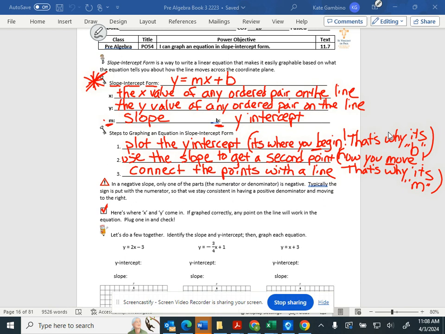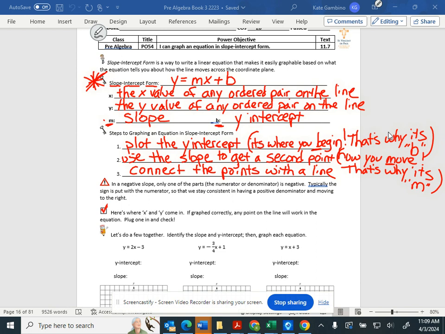In a negative slope, only one of the parts, the numerator or the denominator, is negative. Typically, the sign is put with the numerator so that we stay consistent in having a positive denominator and moving to the right. So this is what we practiced when we were working with the slope the last unit. That negative sign was up on the top, so we go left to right as we're making our graph.